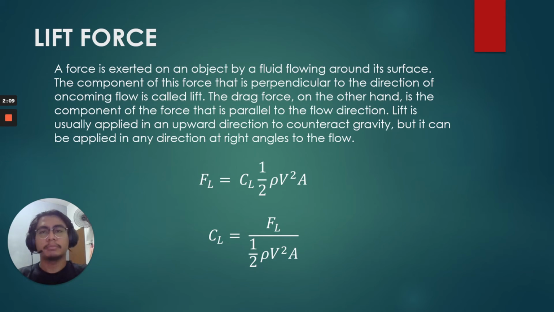As an example, in Bernoulli's theorem, where there is a decrease in velocity, pressure will increase. Therefore, the pressure below the aerofoil is higher than the pressure above the aerofoil. The lift is generated in this way. Shown below is the formula for lift force and lift coefficient.